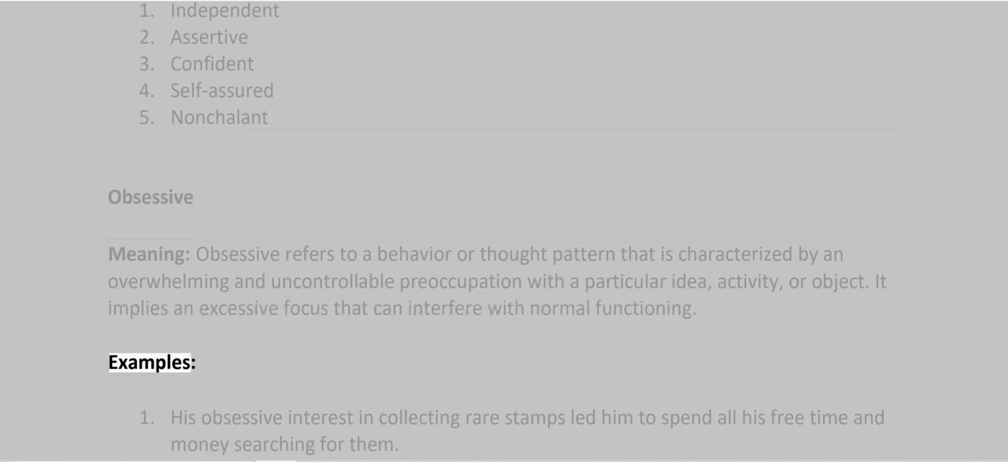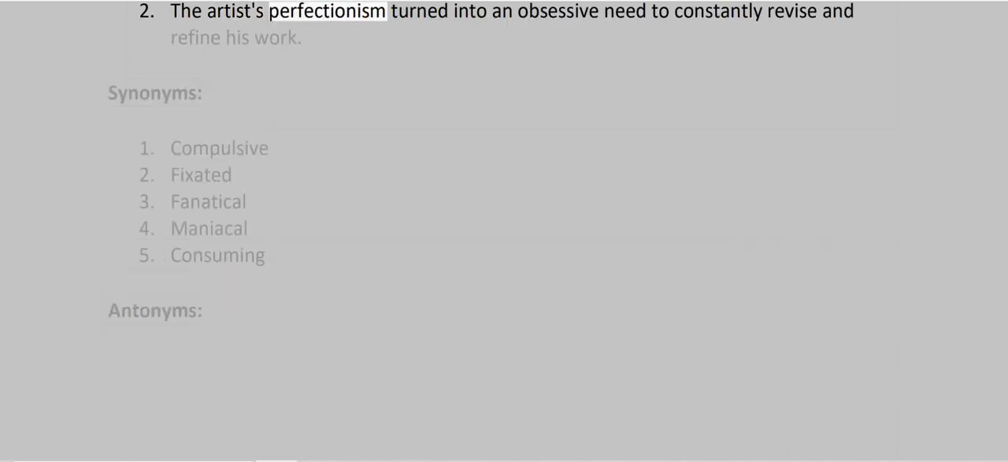Examples: 1. His obsessive interest in collecting rare stamps led him to spend all his free time and money searching for them. 2. The artist's perfectionism turned into an obsessive need to constantly revise and refine his work. Synonyms: 1. Compulsive. 2. Fixated. 3. Fanatical. 4. Maniacal. 5. Consuming.